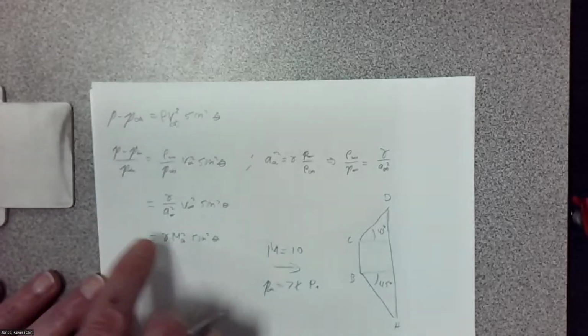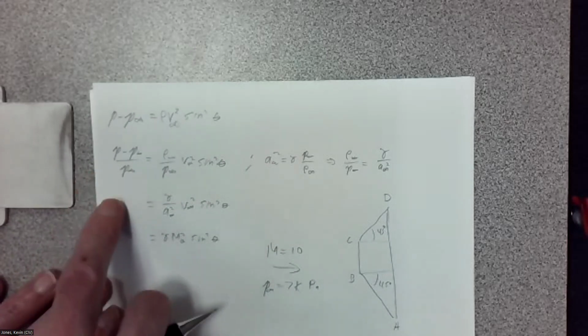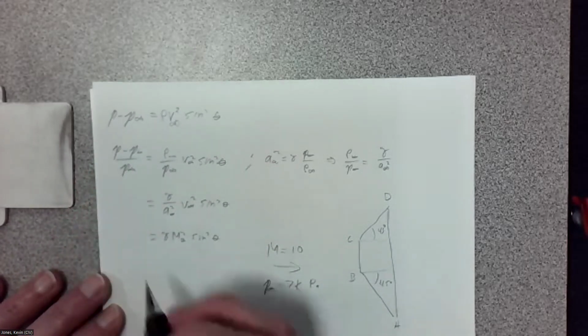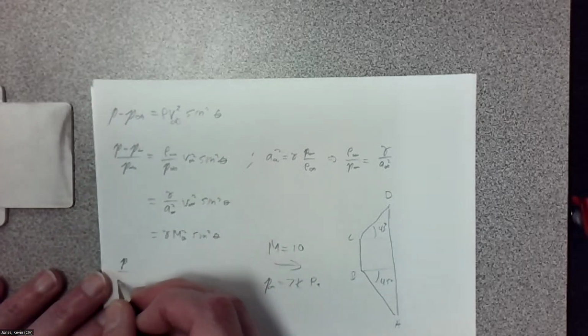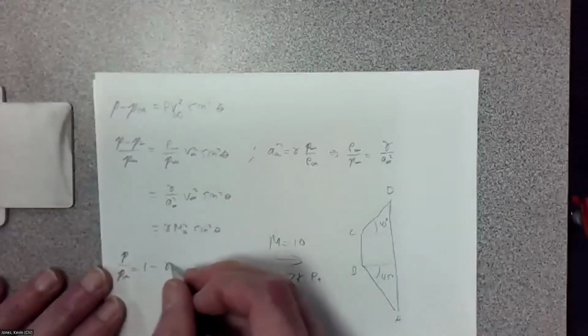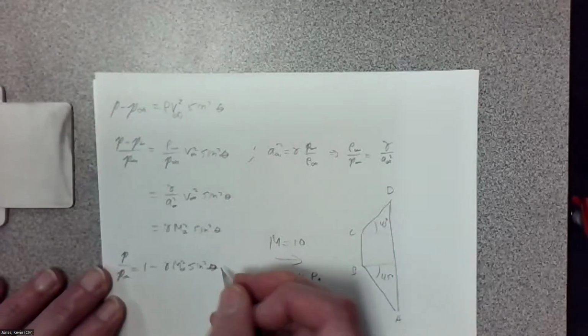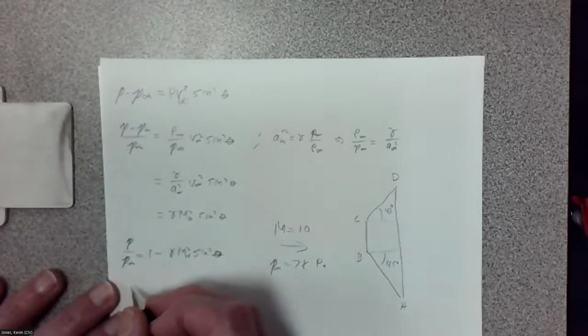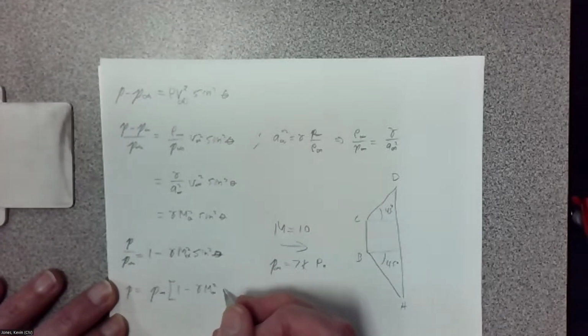And then this P minus P infinity over P infinity is P over P infinity minus 1. So we can take the 1 to the other side. So P over P infinity equals 1 minus gamma Mach squared sine squared theta. And last, we can solve for P. So P equals P infinity times 1 minus gamma Mach squared sine squared theta.